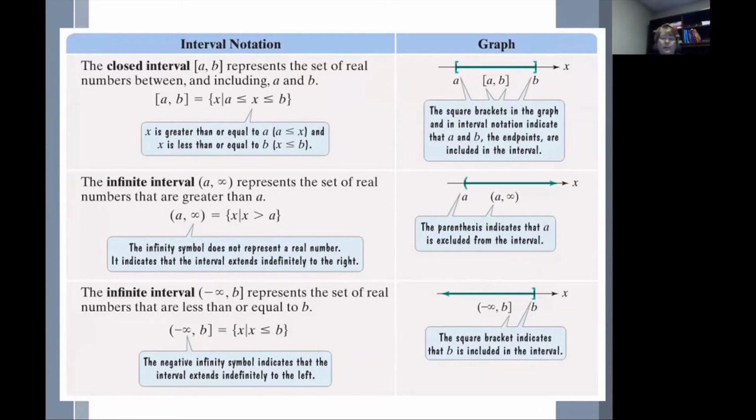Again, parenthesis, the number is not included in the interval. Bracket, the number is included in the interval. Now you think I'm bugging you about that, but you'll forget it. Parenthesis, number not included. Bracket, number included. Never a bracket on infinity.